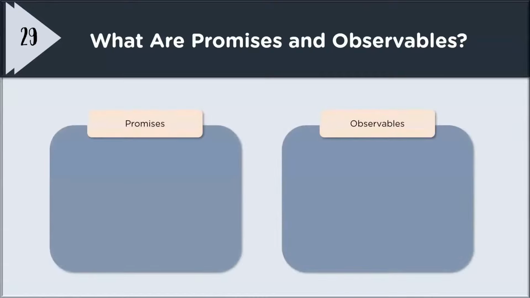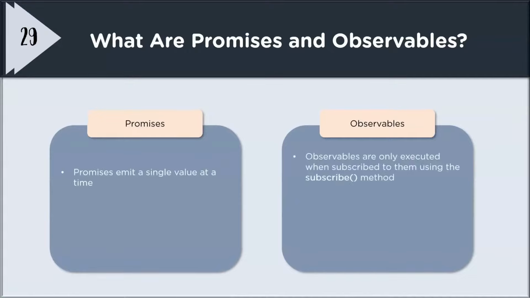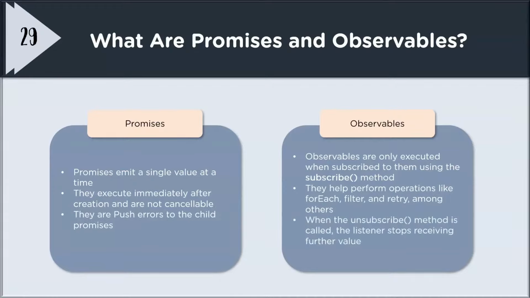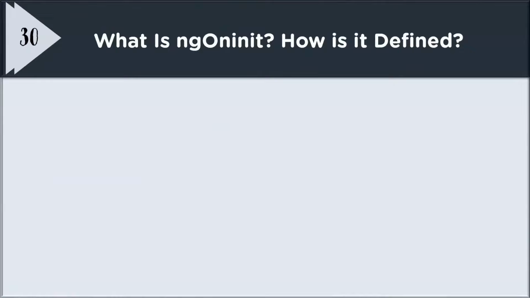So to give you a brief explanation, promises emit a single value at a time, while observables are only executed when subscribed to using the subscribe method. Now promises also execute immediately after they are created and they're not cancelable, while observables help perform operations like forEach, filter, retry, etc. Promises push errors to the child promises, and observables can be unsubscribed so that the listener stops receiving further values. Next up, what is ngOnInit and how is it defined?